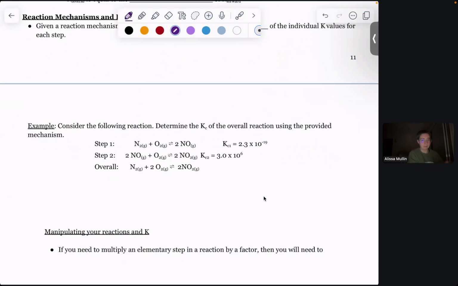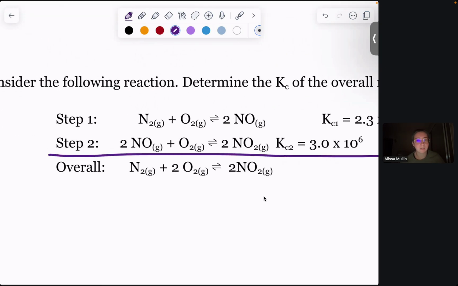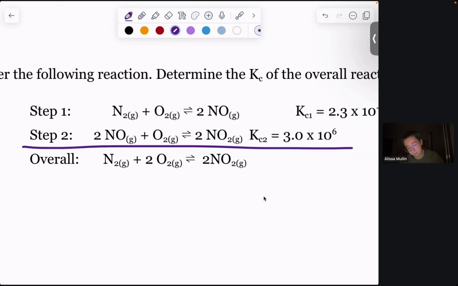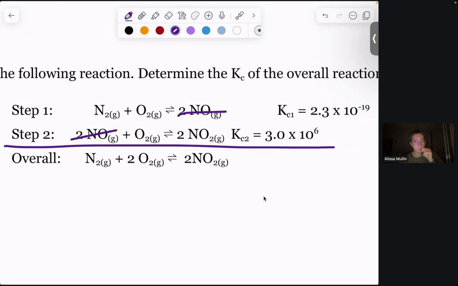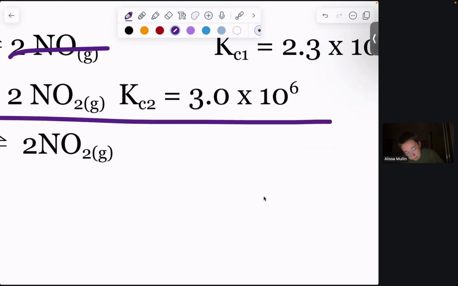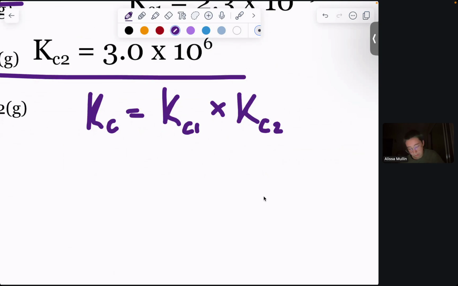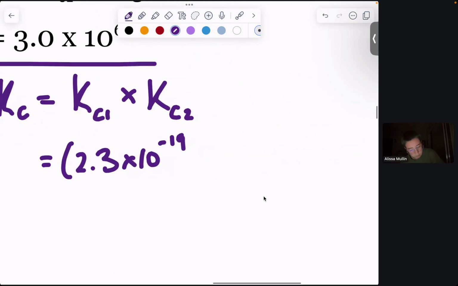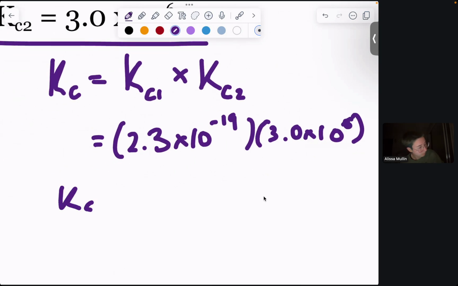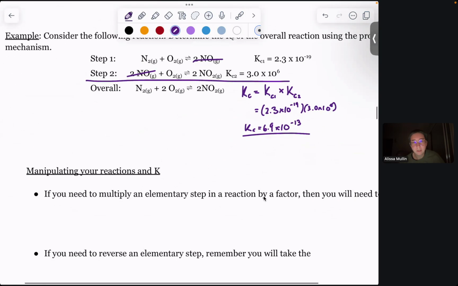So like here, just a simple one where I don't have to do any manipulating. Here you have a mechanism, right? Step 1, step 2, elementary steps, and then our overall. Prove it to yourself. That would cancel out, right? We're getting that overall that's written on the bottom. And so then if I wanted to know the Kc of this whole reaction, I could take that first K and multiply it by that second K, and that would get me what I want. Right? Okay. So that's just a thing we are able to do.